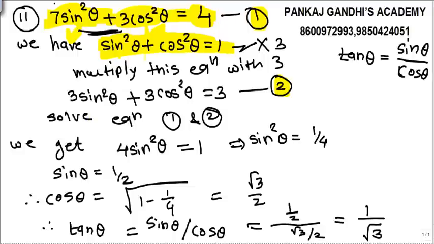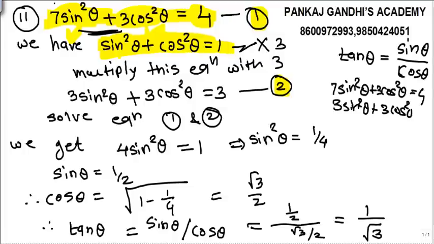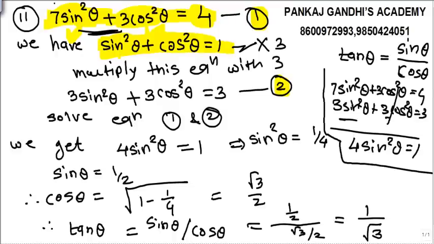What we can do here is subtract equation 2 from equation 1. So 7 sin square theta plus 3 cos square theta equals 4, it's given, and we got here 3 sin square theta plus 3 cos square theta equals 3. So let's subtract. Here the cos terms will get cancelled, and I will get 4 sin square theta equals 1. So obviously 4 sin square theta equals 1 means sin square theta is equal to 1 by 4. So sin theta is equal to 1 by 2.